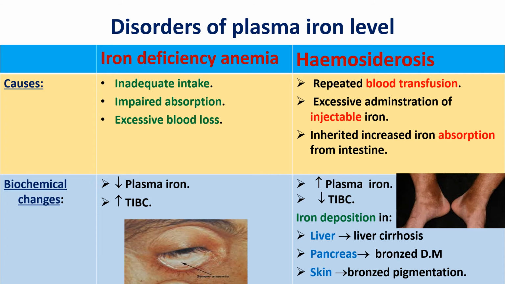So this iron which is increased in the blood will be deposited in several organs. The most important organ is the liver, which leads to liver cirrhosis. So deposition of iron in the liver leads to liver cirrhosis. In the pancreas, it causes bronzed diabetes, and lastly in the skin, it causes bronzed pigmentation. So bronzed diabetes, bronzed pigmentation, and liver cirrhosis.